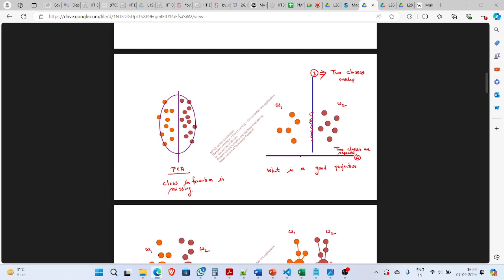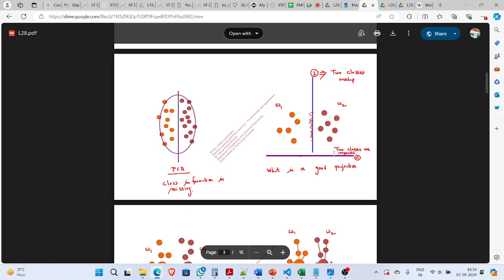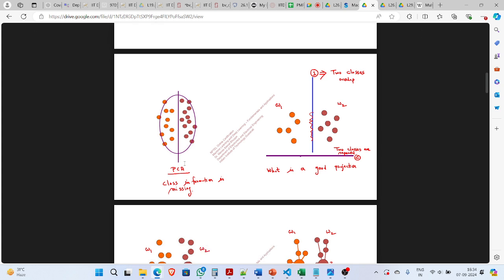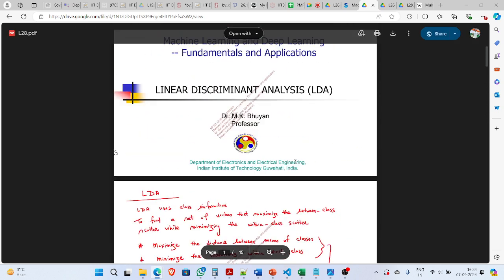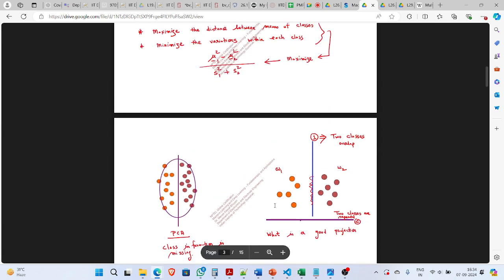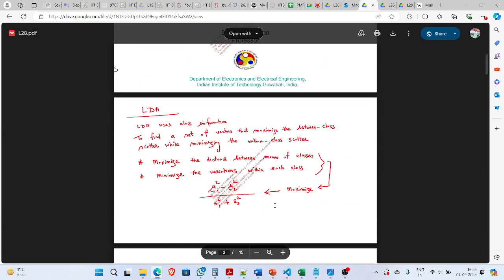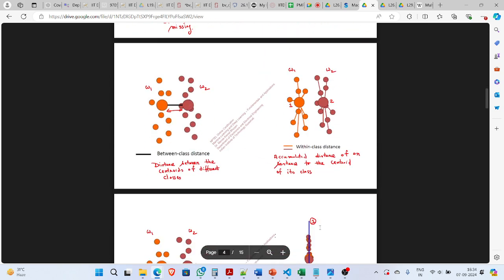As you can see, with PCA, what we are doing is separating them. We are increasing the distance between the two classes. In LDA, what we are doing is increasing the distance between the means, but also controlling the variance within each class, so within each class we are increasing the variance.